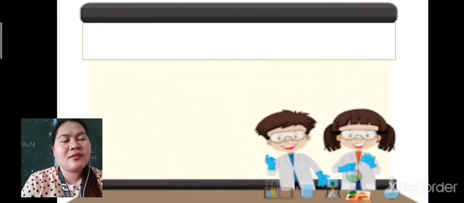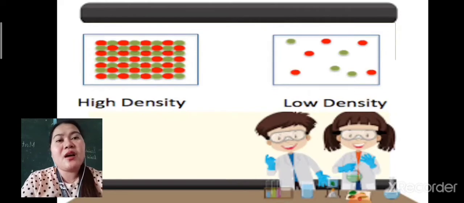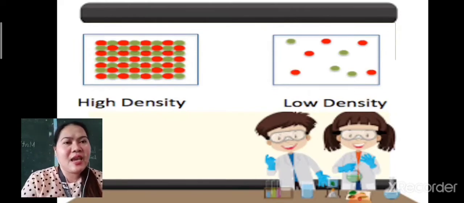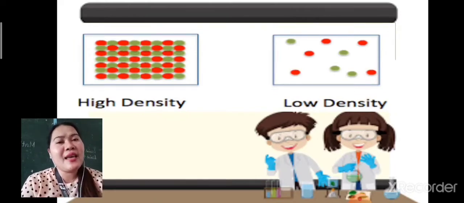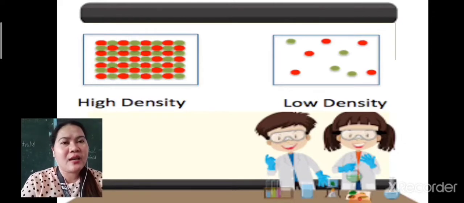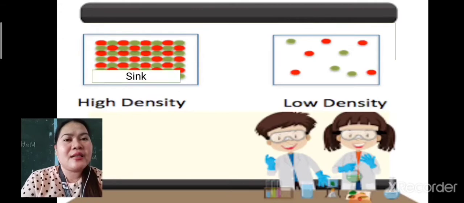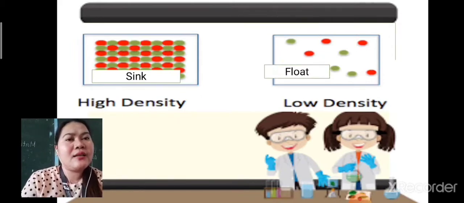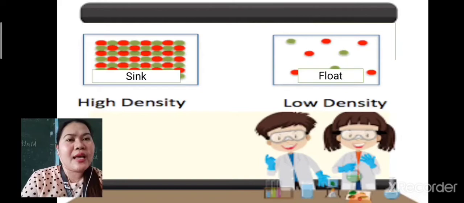Because of high density. Kung high density ang isa ka object, ang object nga na will sink. Pag ang isa naman ka object, low ang density, that object will float.